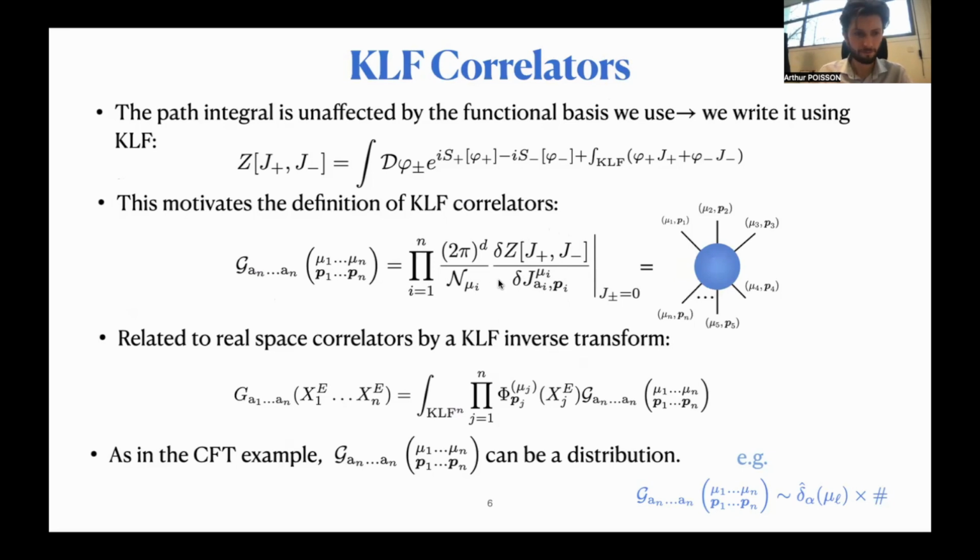And hopefully, these are related to the real space correlators by inverse Källén transformations, exactly as in the case of the development function. And exactly as in the CFT case, these correlators can in general be distributions, and then they can in general include some delta hat factors.